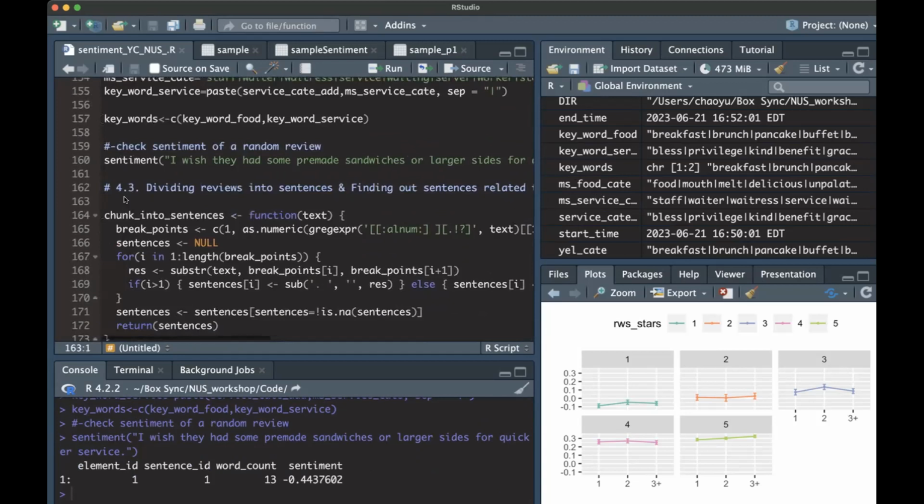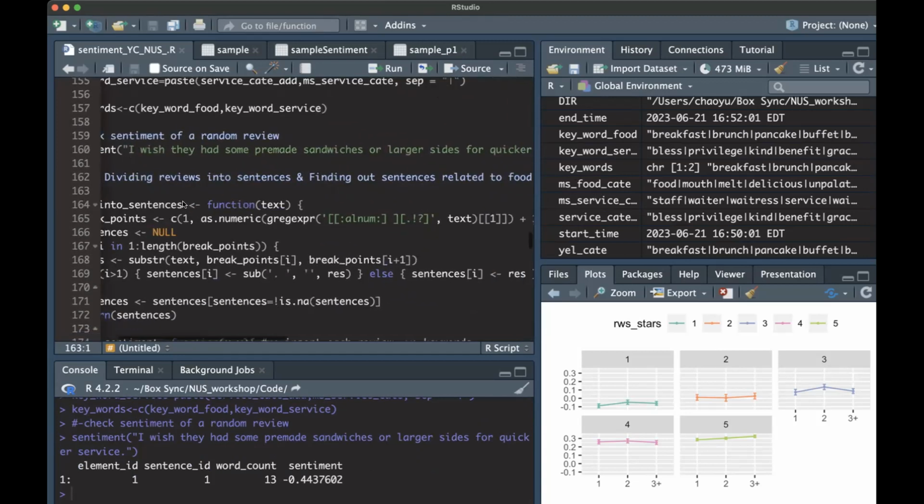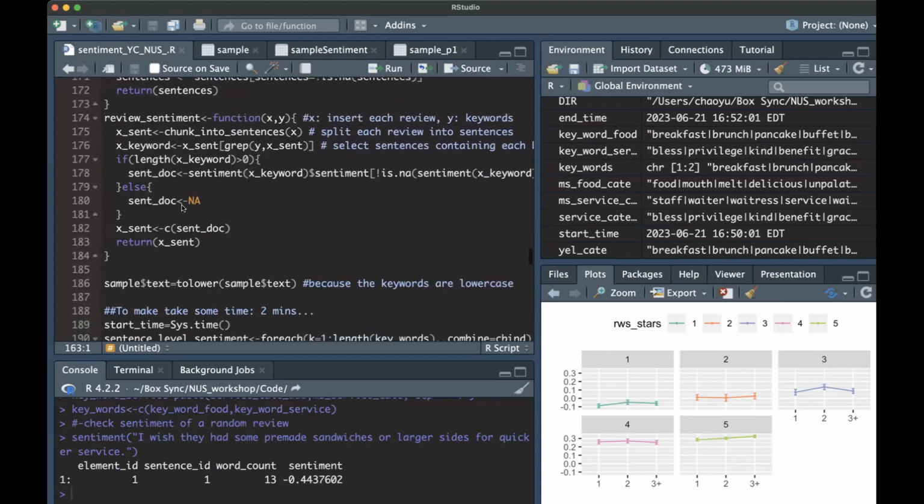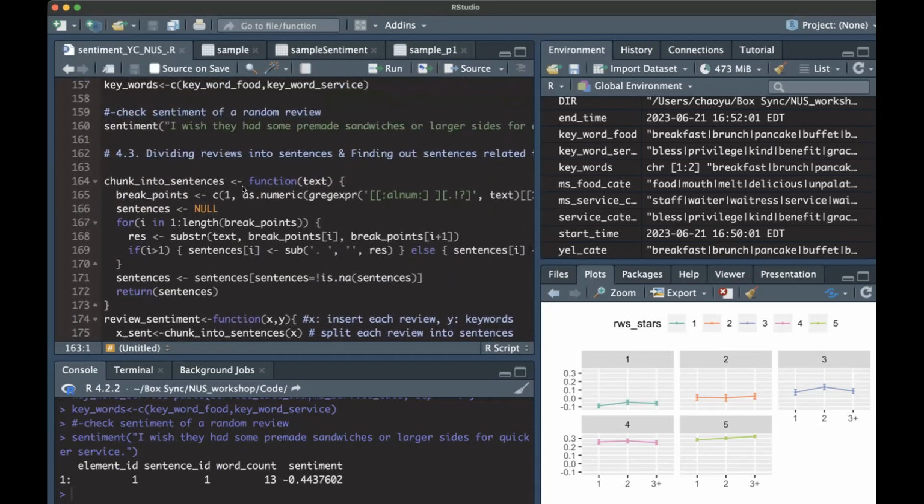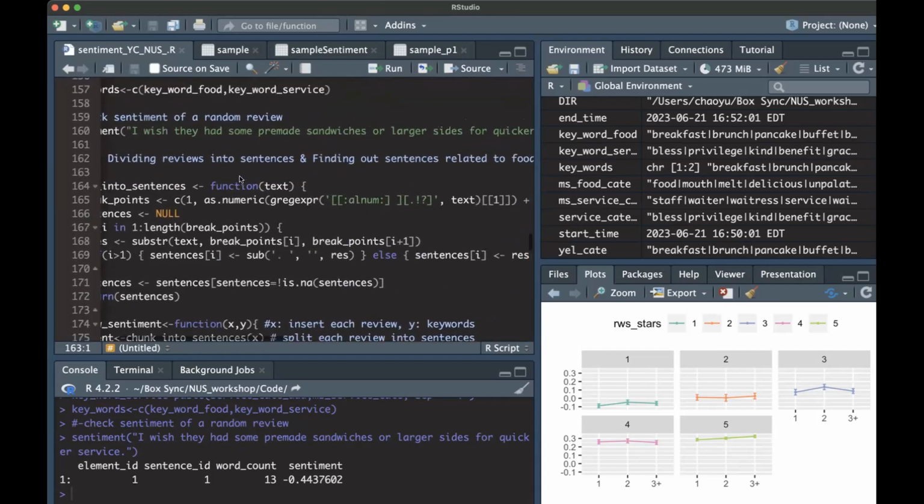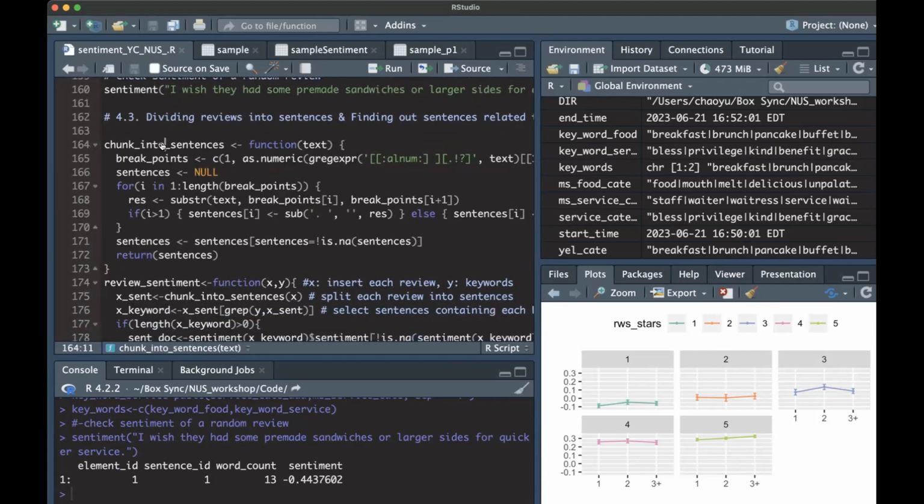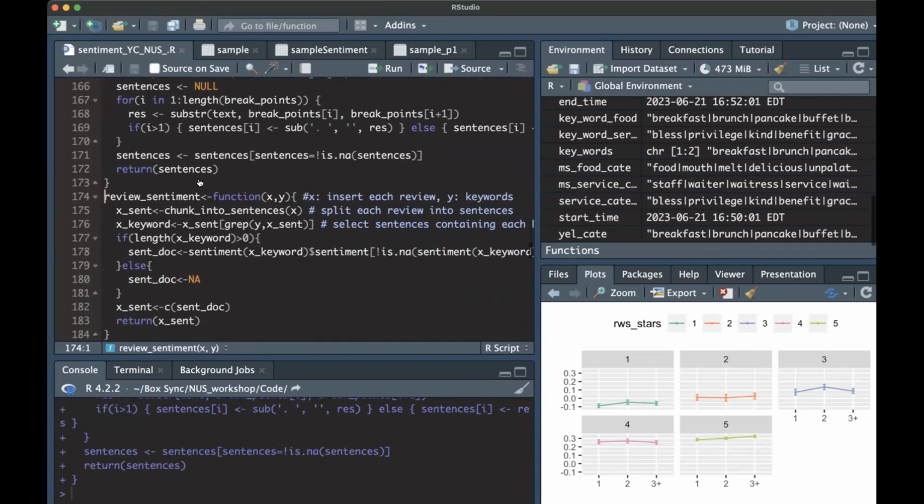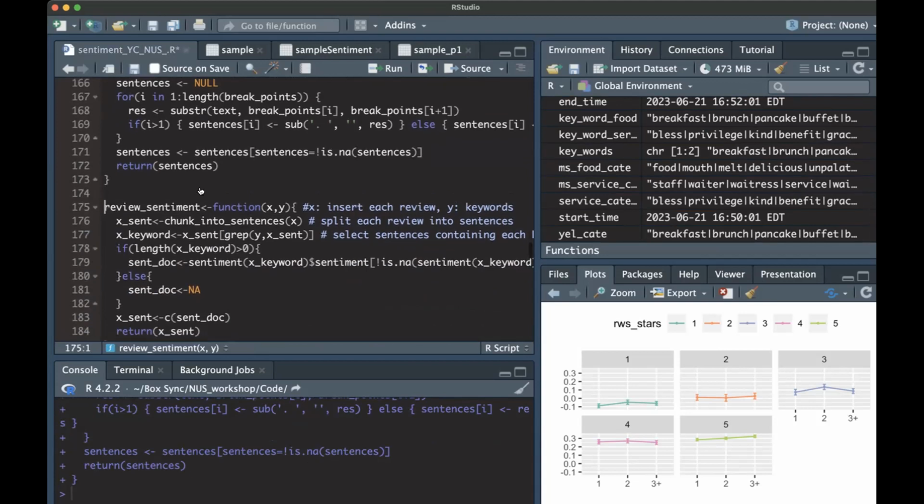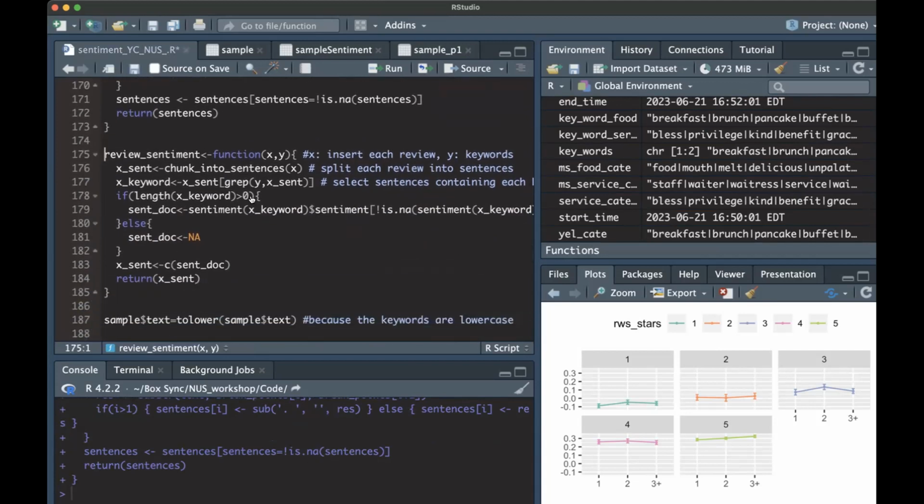And for section 4.3, these are just the two functions that help divide reviews into sentences and find out sentences related to food and service. The first function, as you can see, I named chunk into sentences, so it's dividing reviews into sentences. And the next function is about inspecting the sentiment using sentimentr.